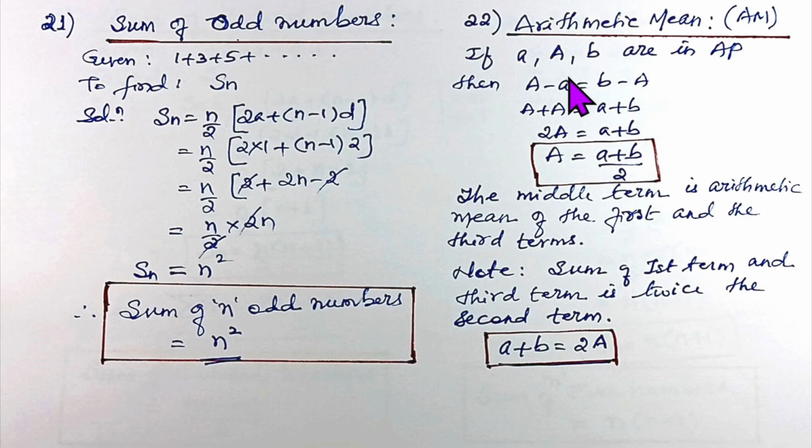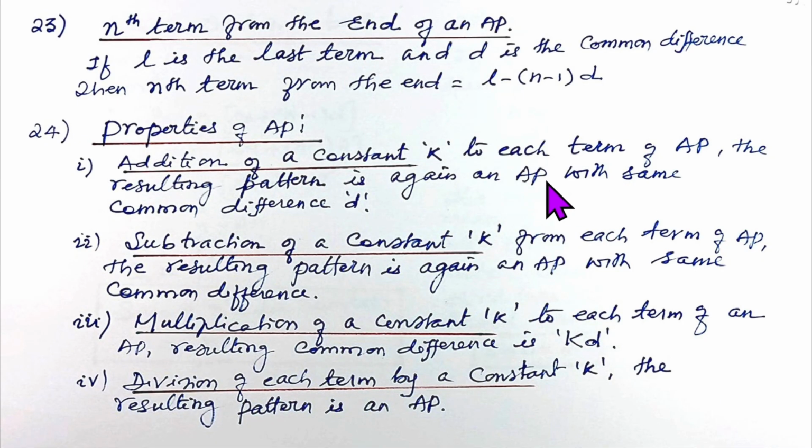Now what does this mean? That means the middle term, the center term, in three terms can be found by taking the average of the first and the third, that is (a plus b) by 2. So the middle term is the arithmetic mean of the first and the third term. Or we can also say that a plus b, the sum of the first term and the third term, is twice the middle term, the second term. That is what is called arithmetic mean. So arithmetic mean is the average of the first and the last term if the given three terms are in AP.